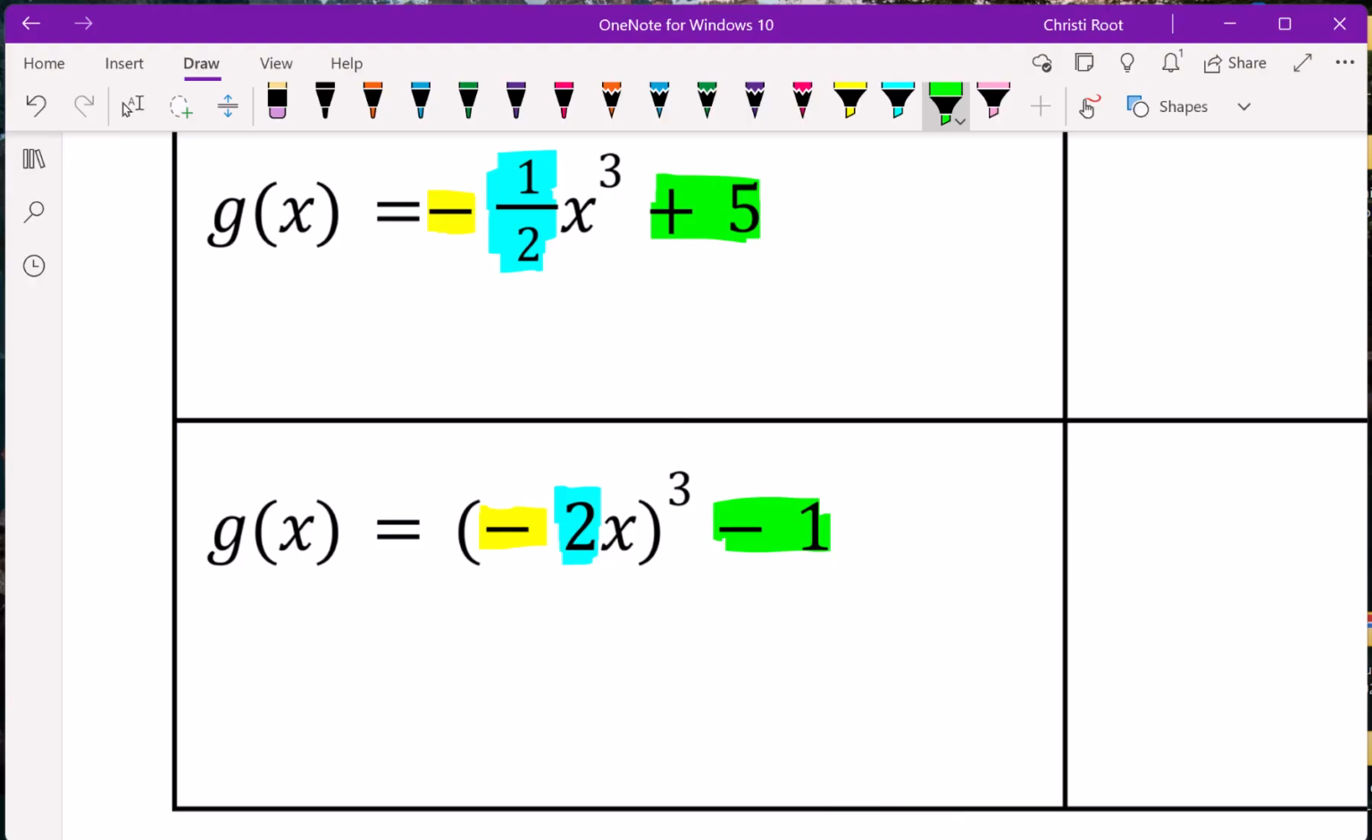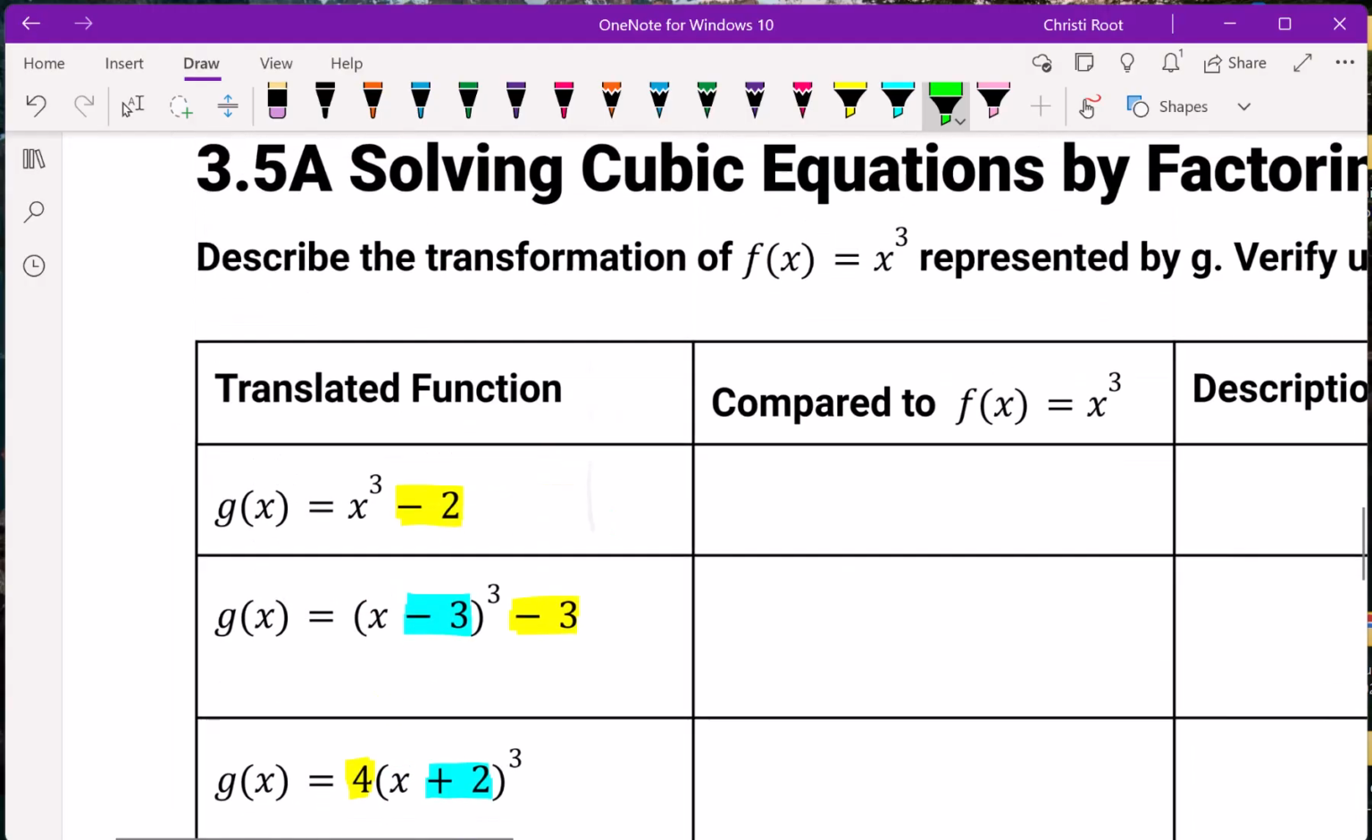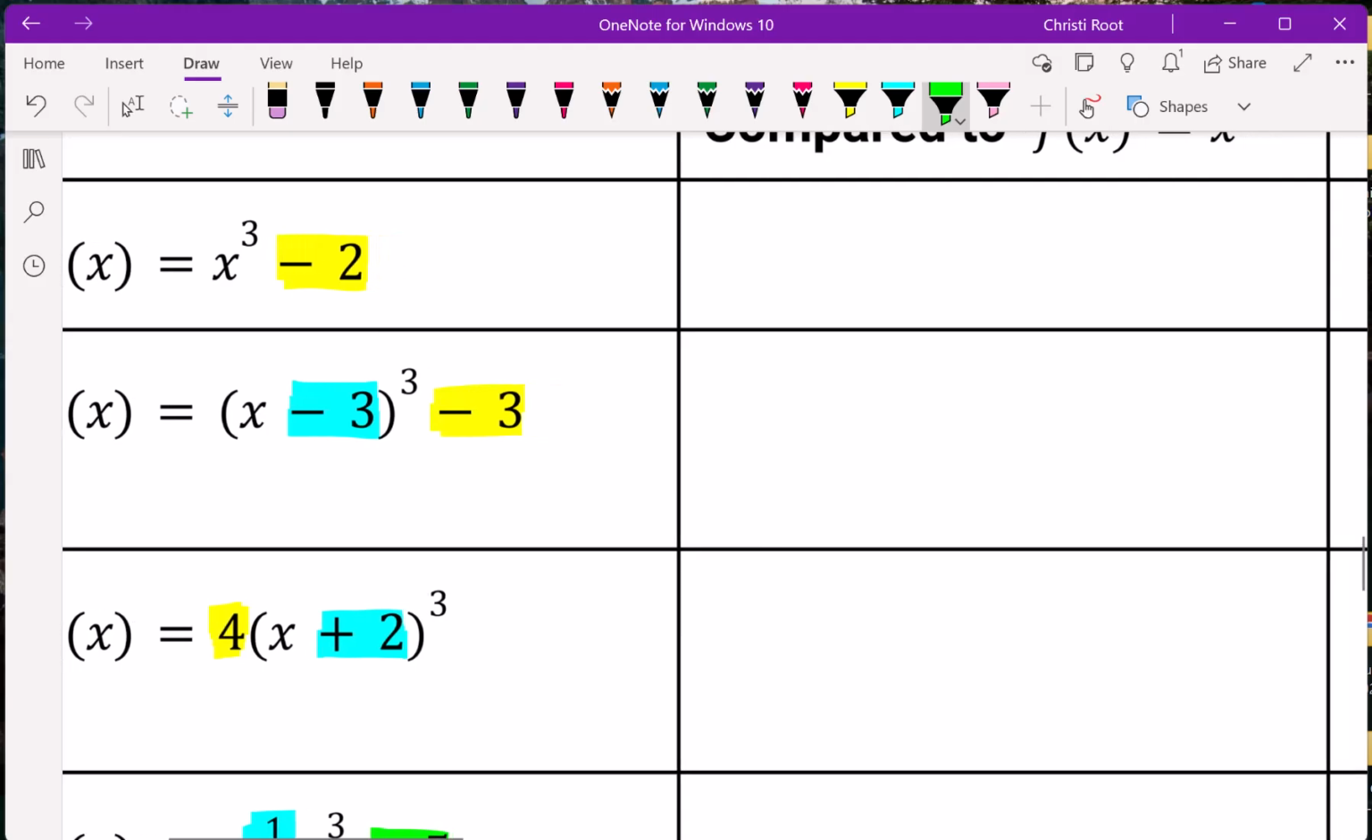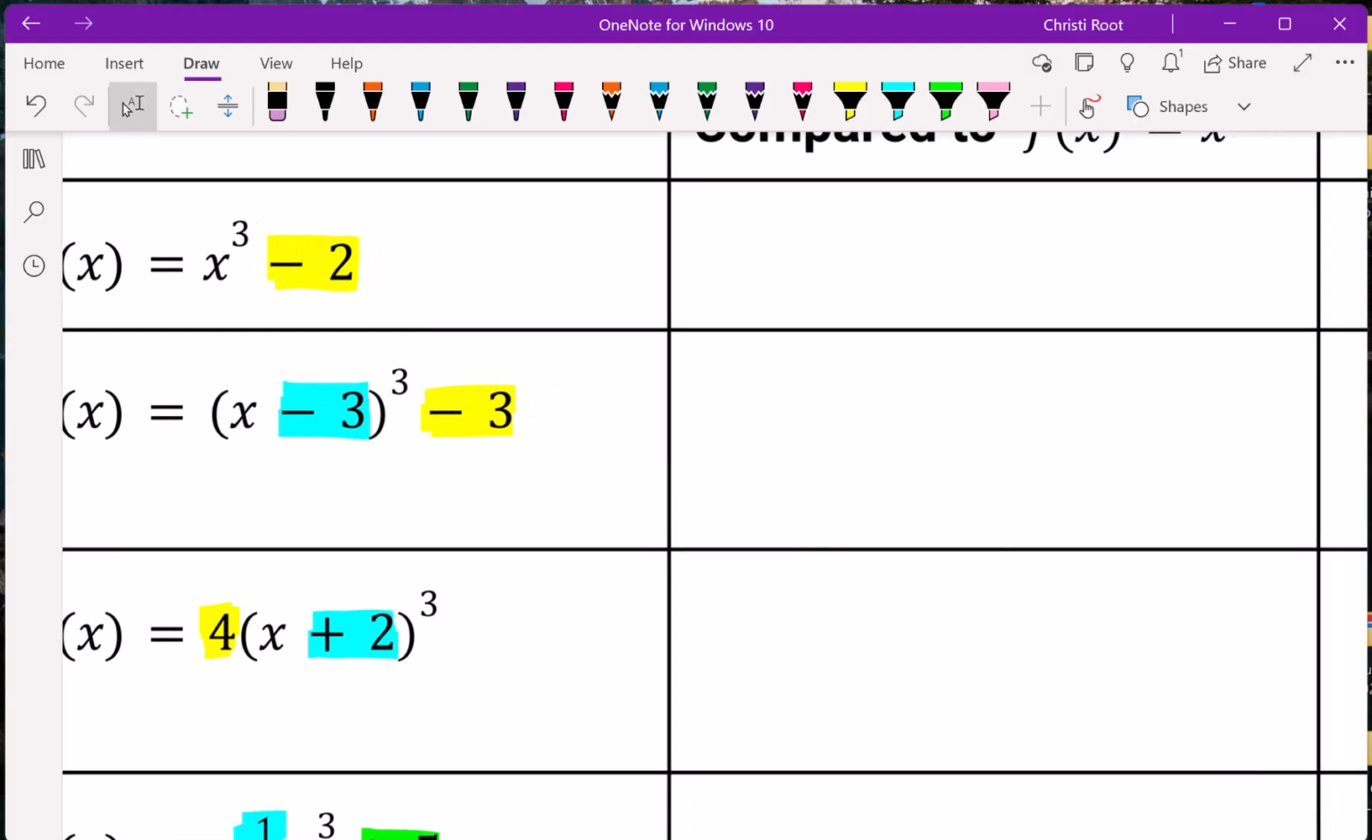Okay, so I'm going to go back all the way up to the top, and I'm going to show you how to do the second column. So the second column is going to help you determine what's going on. Like, are we changing f of x, or are we changing just x? So I'm going to do a few for you.